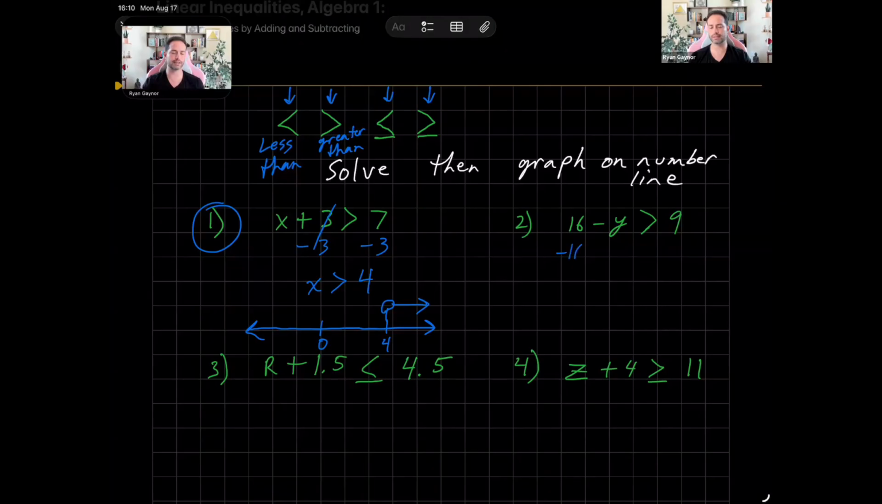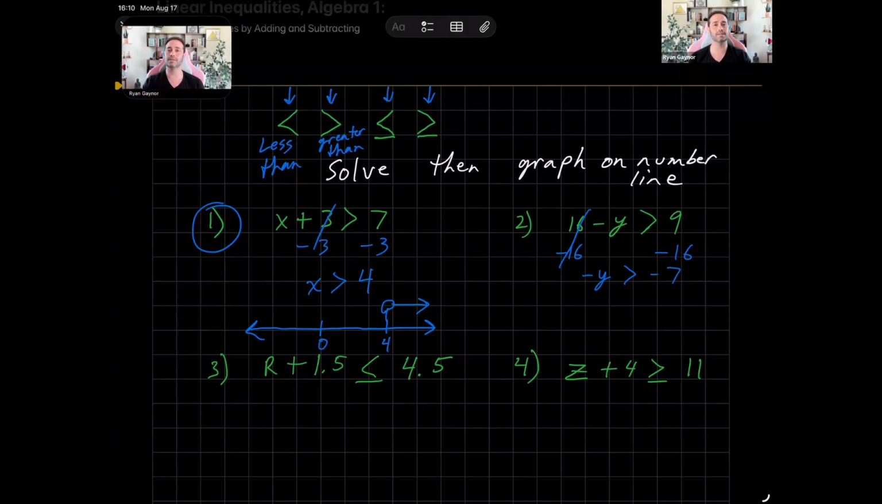So we subtract the 16, right? Because the 16 is positive, so I got to subtract it to the other side. Cancels out. Now notice that we're left with a negative y. Not just a y, but a negative y is greater than, and now we have 9 minus 16. Well, what is 9 minus 16? Well, it's going to be a negative number because 16 is bigger. So what's the difference between 9 and 16? Well, that's 7, so it's negative 7.